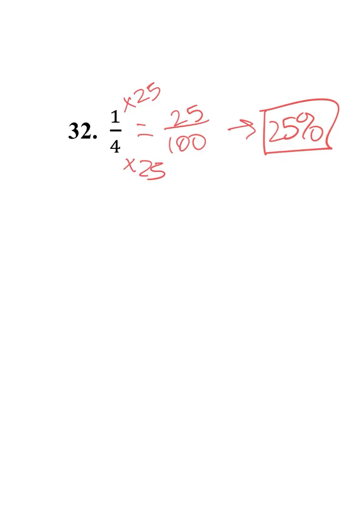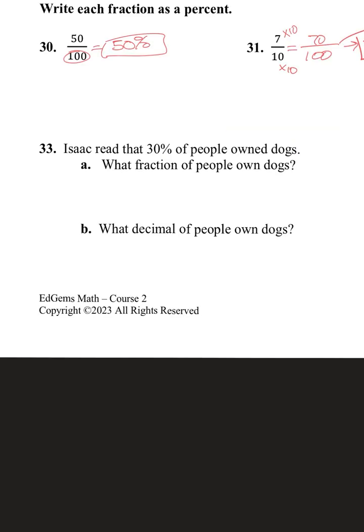Number 33, last one. It says Isaac read that 30% of people own dogs. What fraction of people own dogs? We have 30 out of 100. So 30% own dogs. If we wanted to reduce this, what's the greatest common factor of 30 and 100? That would be 10. 30 divided by 10 is 3, and 100 divided by 10 is 10. Since we divided by the greatest common factor, we are done reducing.